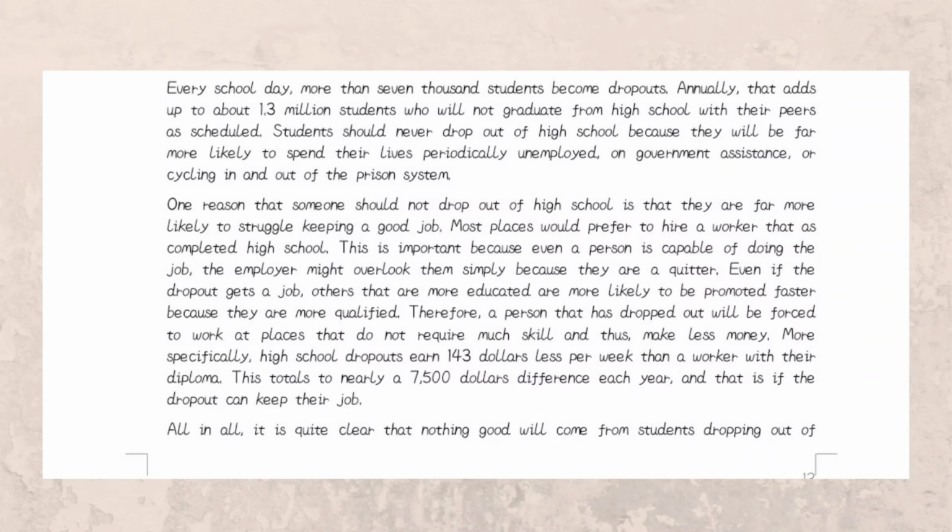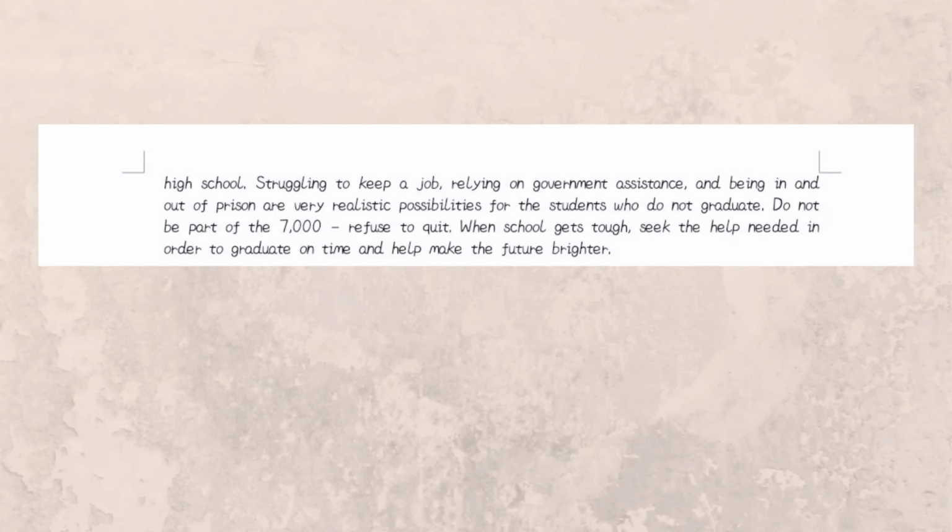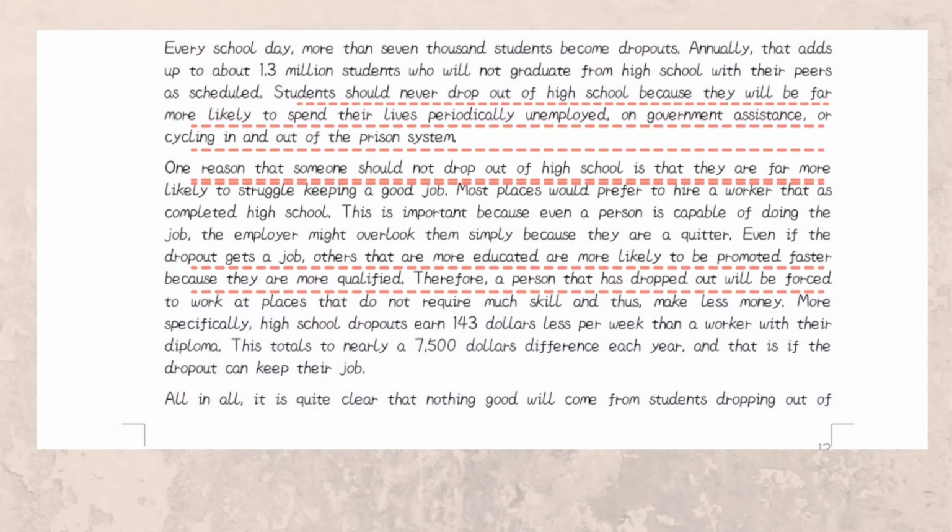Please read our example. Our thesis statement, students should never drop out of high school because they will be far more likely to spend their lives periodically unemployed on government assistance or cycling in and out of the prison system. It is considered debatable, for it will stir differing opinions from the readers.